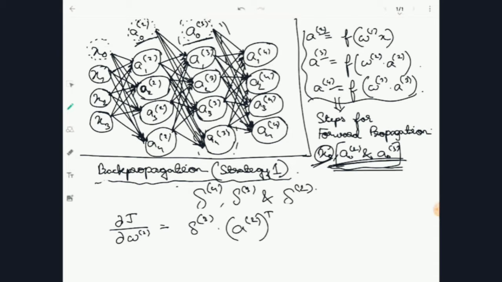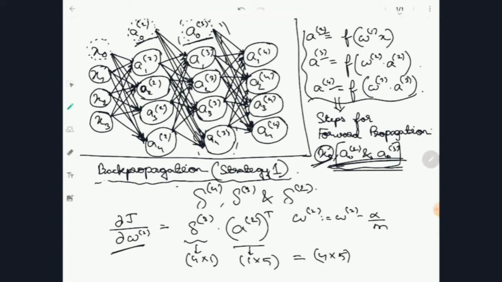Again, what is the effective dimension of del 3? It's 4 by 1, because the first element which makes it 5 by 1 is actually useless. So this is 4 by 1, and A2 is actually 5 by 1, including the bias unit. We need to actually also include the bias unit here. So it's 1 by 5 after transpose, and after multiplication this is 4 by 5.